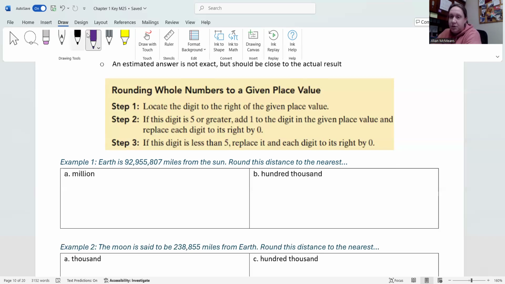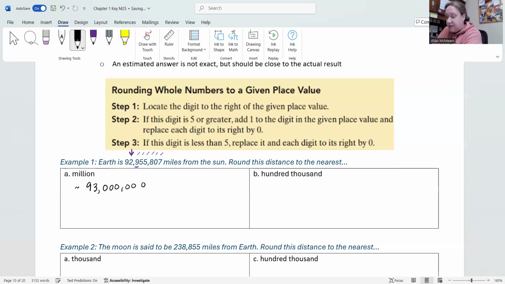I'm going to make some little tick marks. We have the ones, tens, hundreds, thousands, 10,000s, 100,000s, millions. This digit right here is in the millions place. That's what I call the rounding digit. So find your rounding digit. Step 1 says locate the digit to the right of that. The digit to the right of that is a 9. If the digit to the right is 5 or greater, we add 1 to the rounding digit. So that means the 2 becomes a 3. The 9 in front of the 2 stays. The 2 becomes a 3. And then everything after that, the 9, 5, 5, 8, 0, 7, they all become zeros.